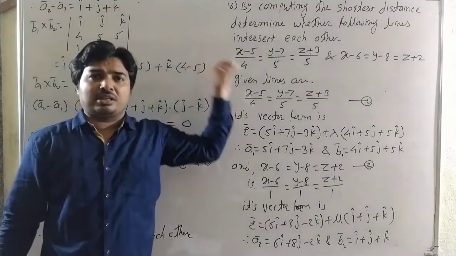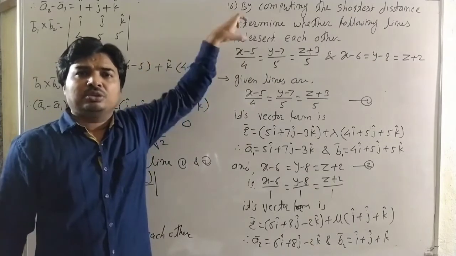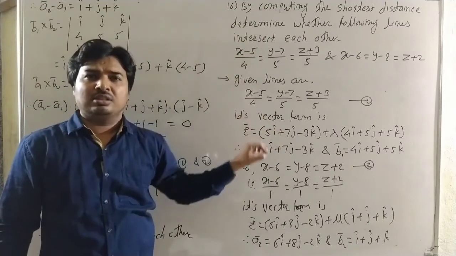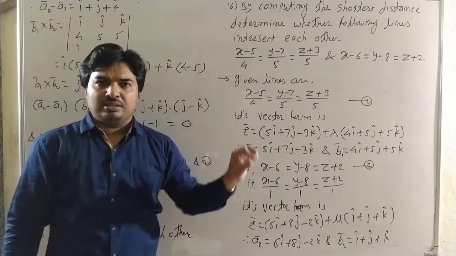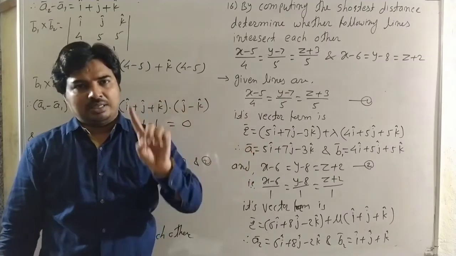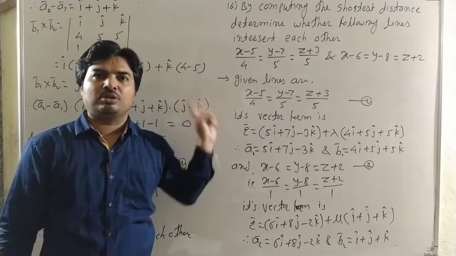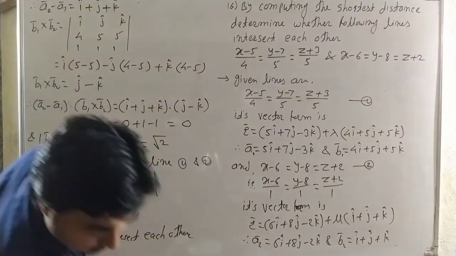If the question asks to show that the two lines intersect each other, as in the previous example, then it is not necessary to find the distance between them. Only satisfy the condition, that is a2 bar minus a1 bar dot b1 bar cross b2 bar is equal to 0. It is the condition for intersecting lines. Okay. Now we see the next example.